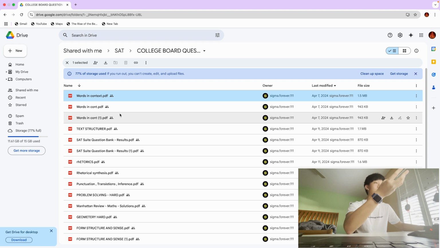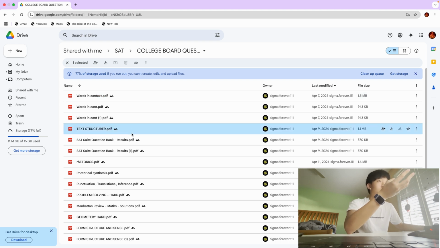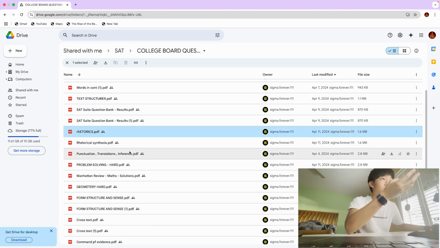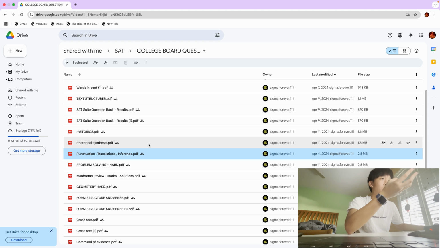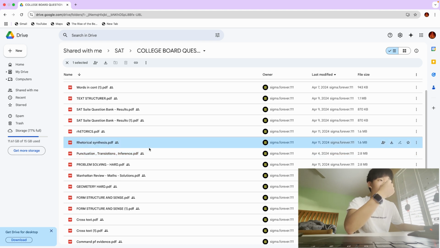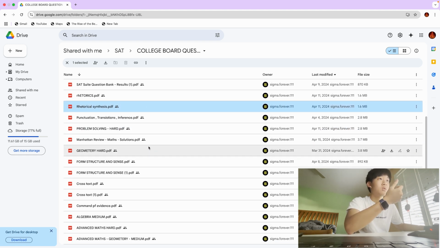Where there's 3 words in context. There's text structure, rhetorics, punctuation, transition, inferences, rhetorical synthesis, and then there's math stuff. There's like geometry. There's command of evidence for reading.